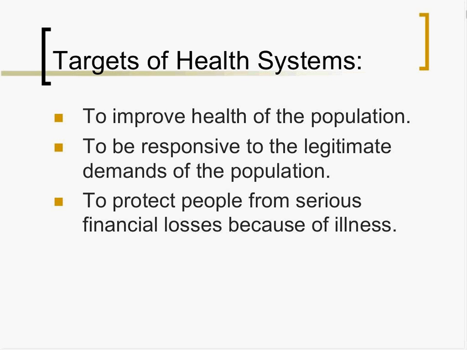So the health system should allocate resources to improve the health of the nation, to be responsive to the demands of the population. Healthcare needs can change, health needs can vary. The healthcare system needs in some way to be responsive. And there is the need to protect people from serious financial losses, because at the start of this session we said that healthcare is a different type of product. People need it more than want it. If they don't get it, they may die.